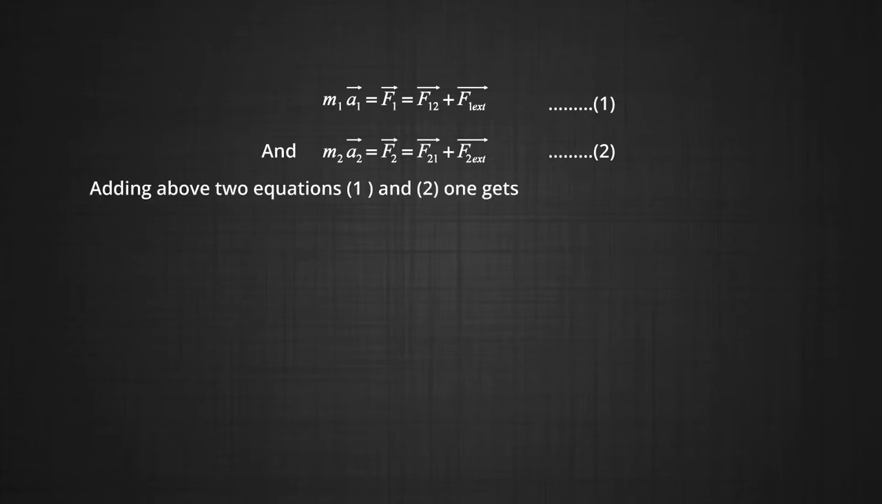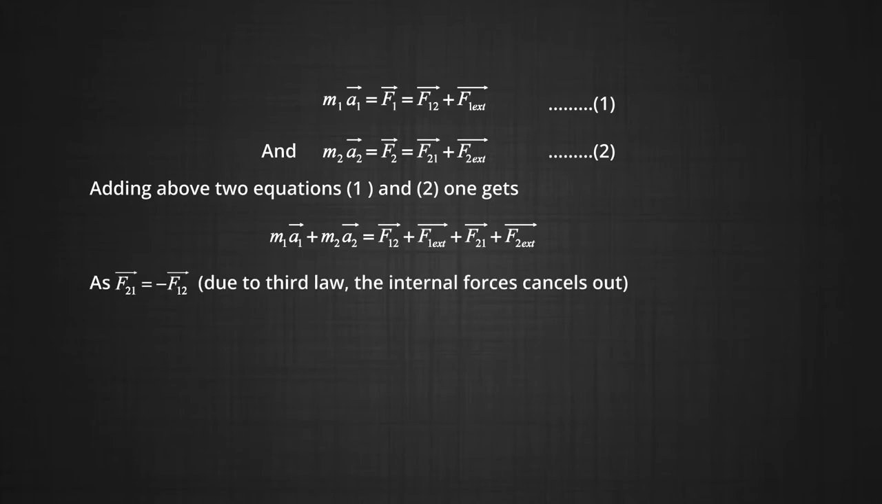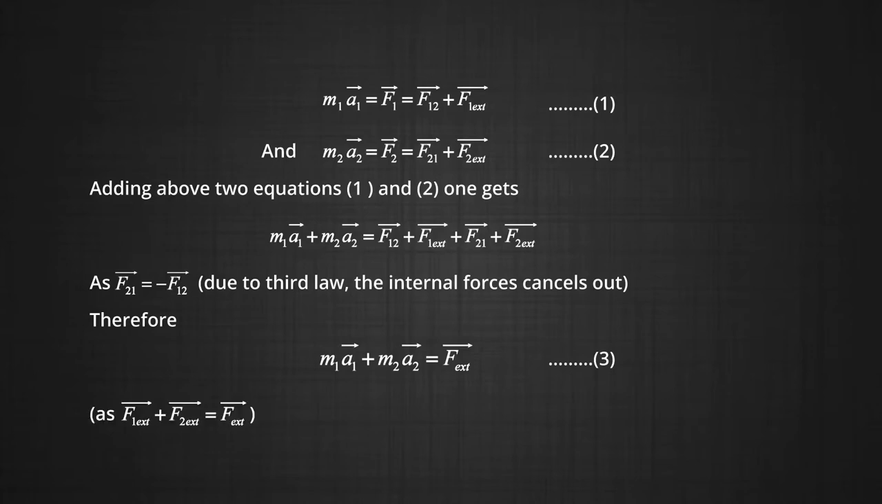Adding the above two equations 1 and 2, we get m1 a1 plus m2 a2 is equal to F12 vector plus F1 external vector plus F21 vector plus F2 external vector. As we know, F21 vector is equal and opposite, minus F12 vector, as they are internal forces. Therefore, m1 a1 plus m2 a2 will give us F external. This will be our equation number 3. Here, the external force is written as F1 external and F2 external, which is the sum of the external forces acting on masses 1 and 2.